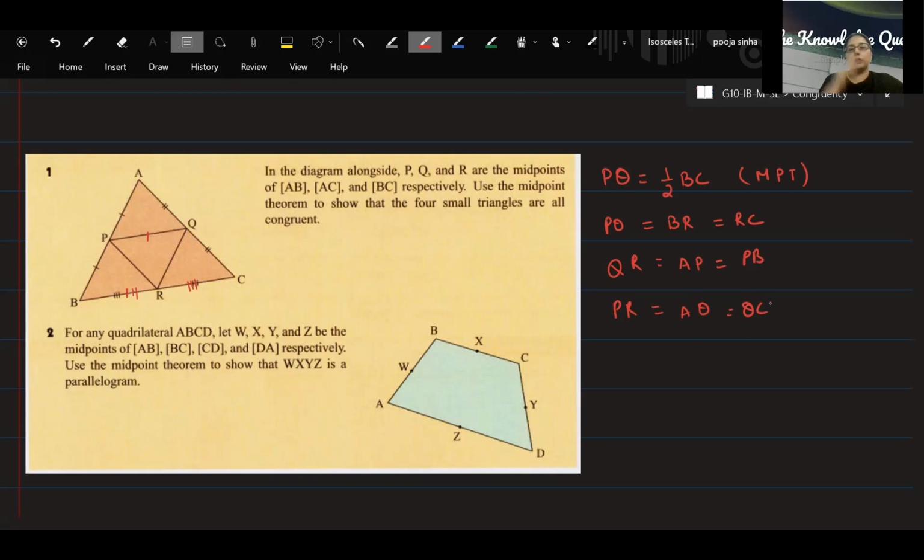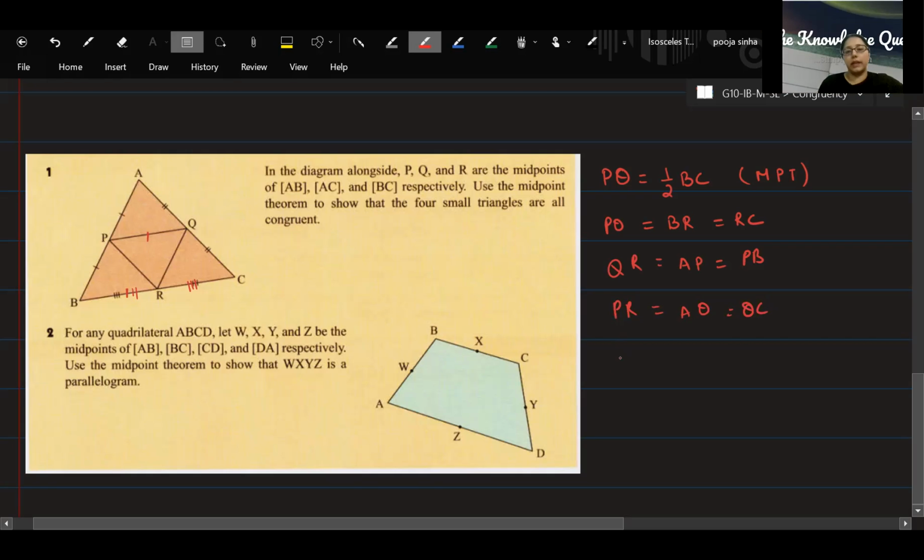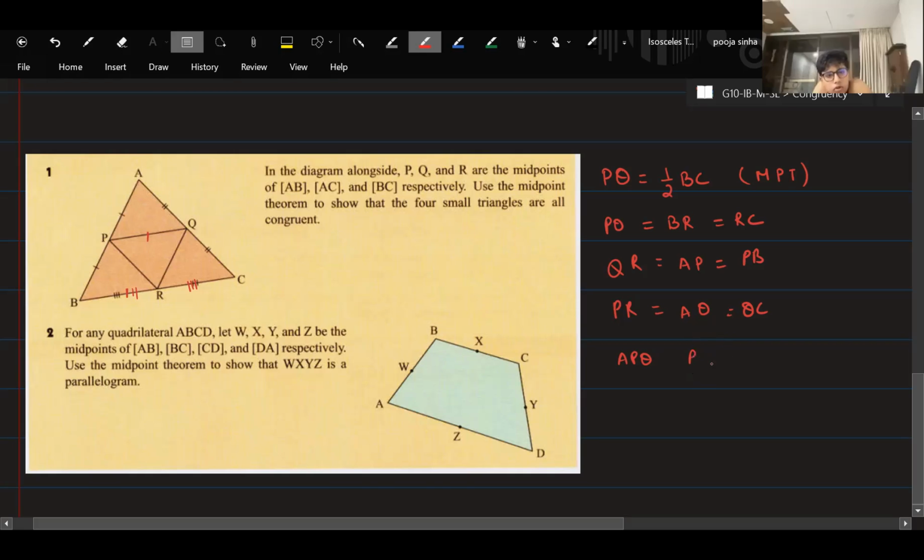Okay. अब हमने ये तो प्रूव कर दिया, बट हमसे क्या बोला उसने? हमें ये प्रूव करना है. Now, by side, we can say that, let's talk about triangle APQ and triangle PQR. So we know that line PQ is shared.